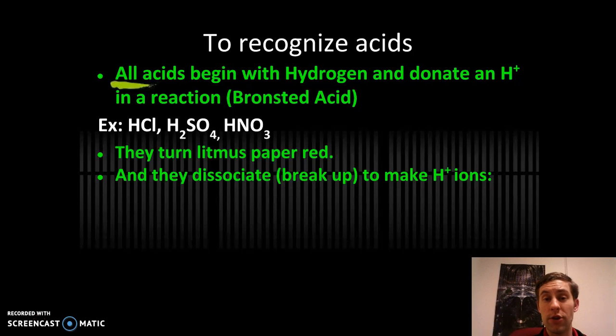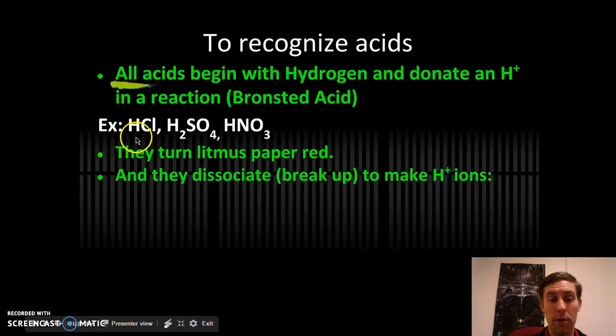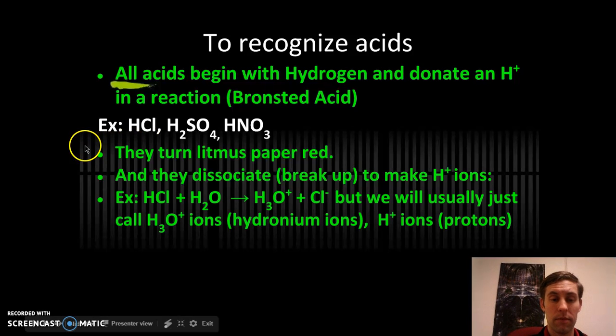They also dissociate or break up to create H plus ions, which makes sense, right? If you break apart HCl, you'll make Cl ion, but you also make an H plus ion. So example, we have HCl plus water, they're going to react, and they're going to make this H, they're going to combine with the OH in water to make H3O.